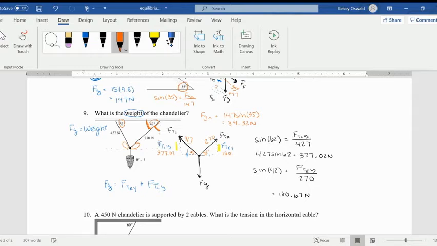Now that I know my two vertical components, or my forces pointing straight up, I can add them together to equal my force of gravity pointing down. And I'll find that the force of gravity on the chandelier ends up being 557.69 newtons. Since my force of gravity is the same thing as my weight, that is my final answer.